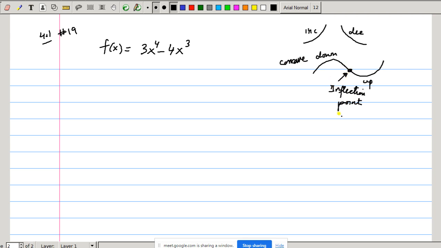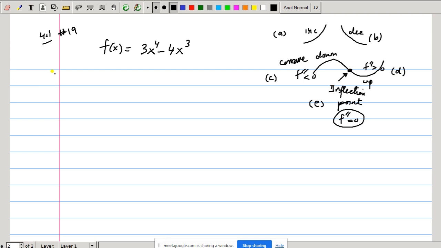So at this point your second derivative is 0. For concave up, second derivative is positive. For concave down, second derivative is negative. So this is the point where the second derivative becomes 0. Also the concavity changes there. So these are basically 5 things they ask: intervals of increasing, intervals of decreasing, intervals where concave up, intervals where concave down, and inflection points. These are the 5 things they ask: A, B, C, D, and E.